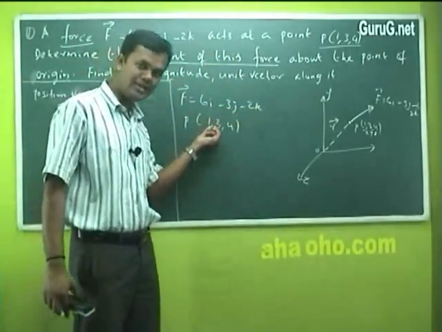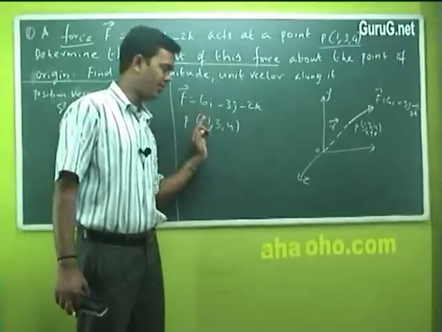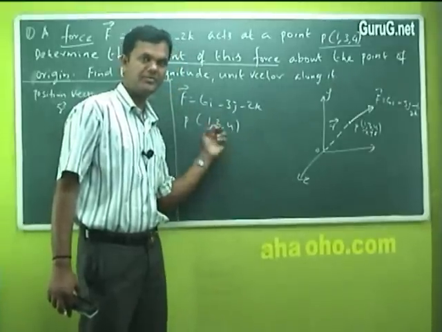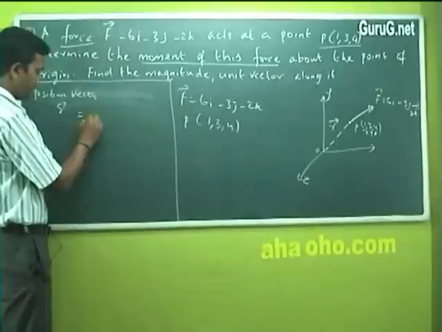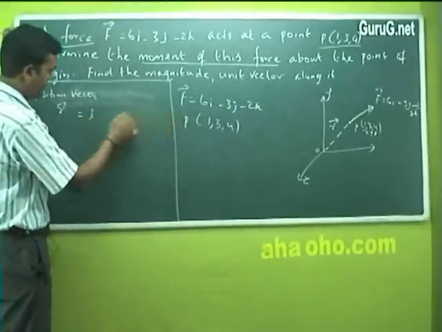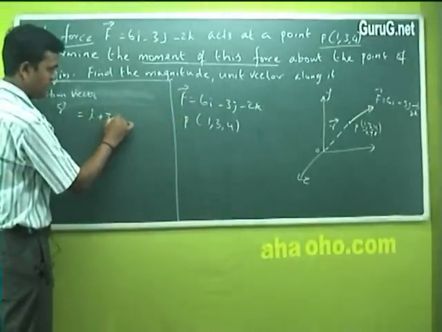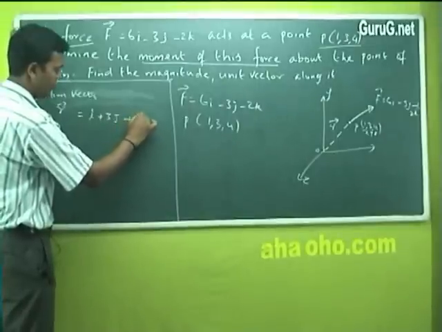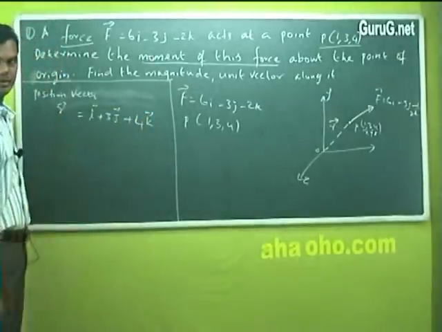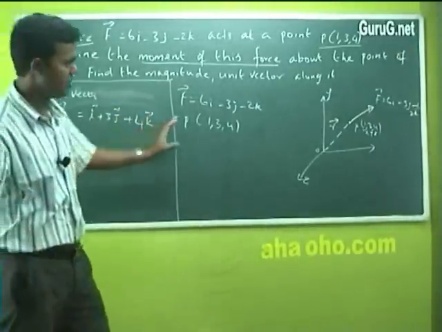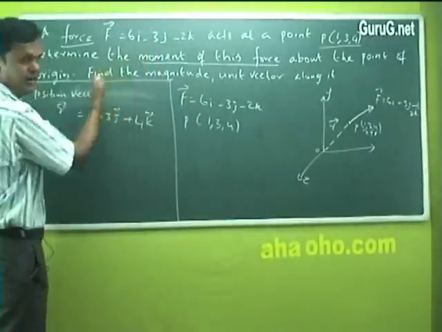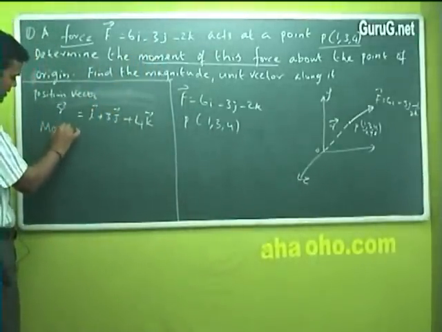The value of i is 1, j shows it's 3j and k is 4k. That we are writing in terms of vector distance. So I write i as it is i because its value is 1, plus 3j plus 4k. This becomes your position vector. Next you have your force value. Now your question is you have to find the moment. Now I come to what is meant by a moment.